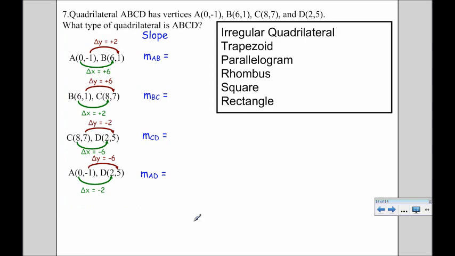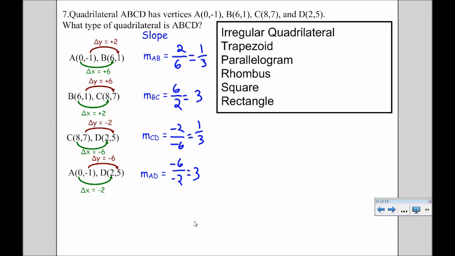So the slope of line AB, the line that goes through points A and B, would be change in y, 2, over change in x, 6, which reduces to 1/3. For the slope of the line that goes through BC, change in y, 6, over change in x, 2, which is 3. For CD, change in y, -2, over change in x, -6, which is 1/3. And change in y for AD is -6, and change in x is -2, which gives me 3.